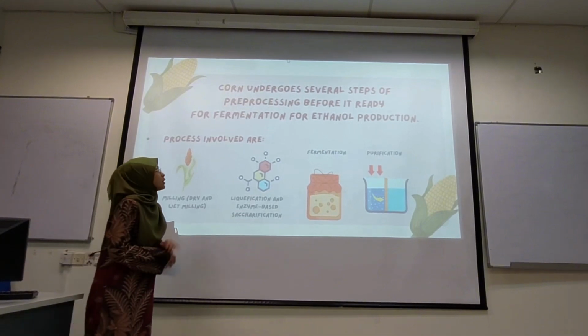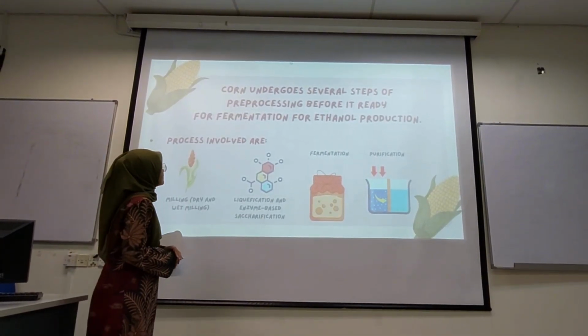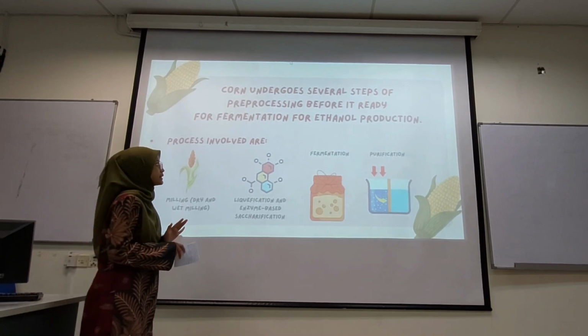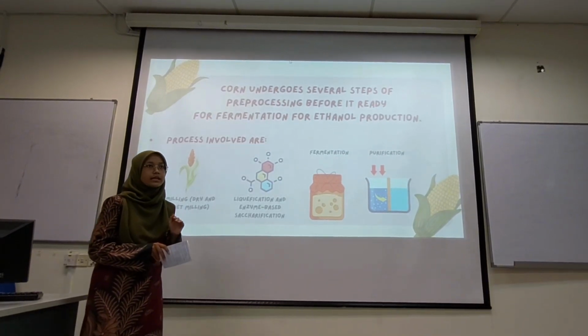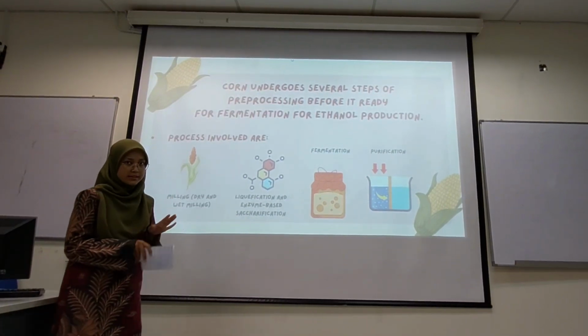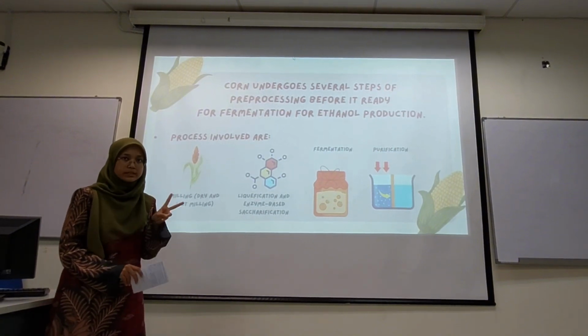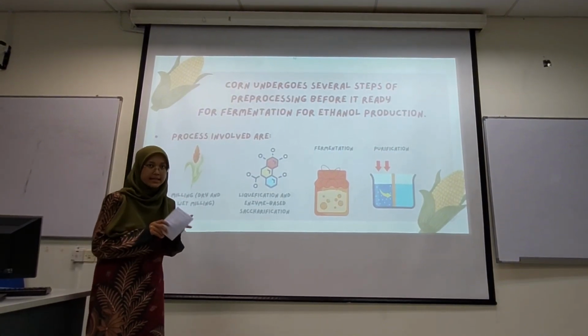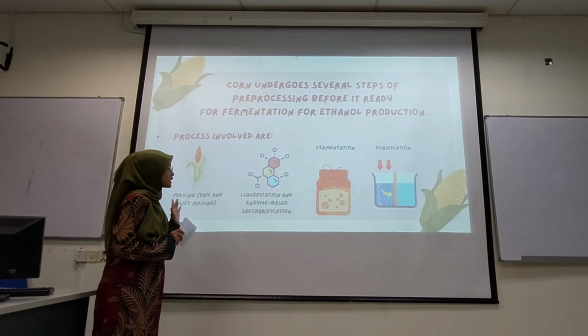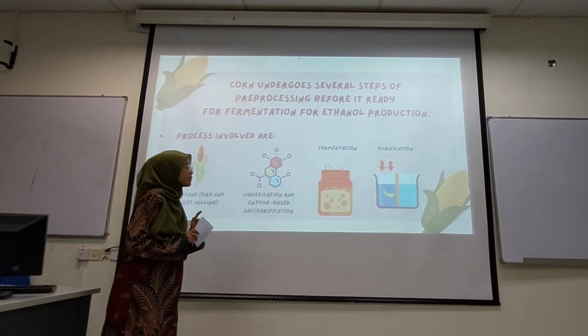Corn undergoes several steps of processing before it's ready for fermentation for ethanol production. It's divided into 4 processes. The first one is milling, which we have divided into 2, dry and wet milling. The second one is saccharification, the third one is fermentation, and the last one is purification.